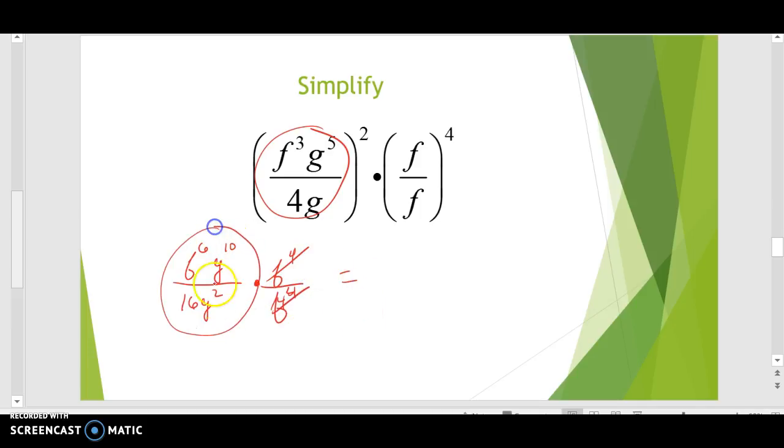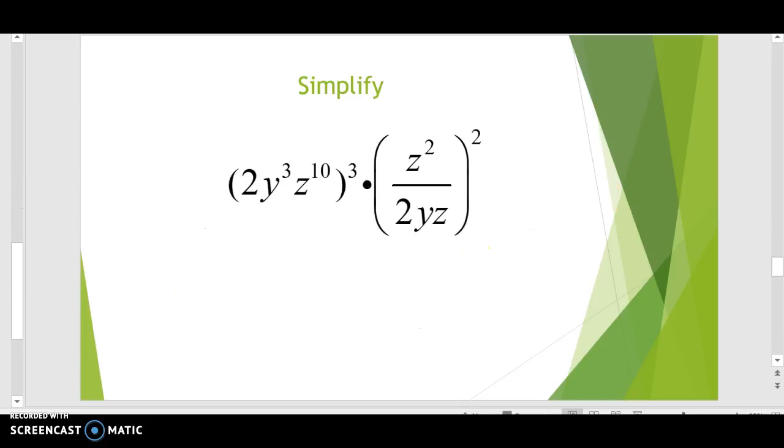Now, can I simplify this? Well, I can't reduce the f's, so it's going to be f to the 6th. But then, if I have 2 g's on bottom, 10 on top, I can cancel 2 out. How many do I have left? g to the 8th. And do I have anything to simplify to 16? No. So I leave it as is.